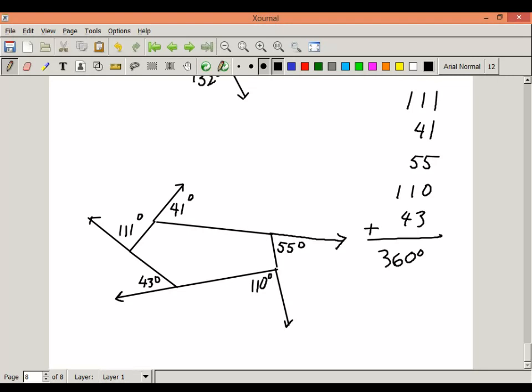And finally, we had the polygon exterior angle sum theorem, which said no matter how many sides your polygon has, if you add up all the exterior angles from that polygon, one angle at each vertex, then they will always add up to 360.